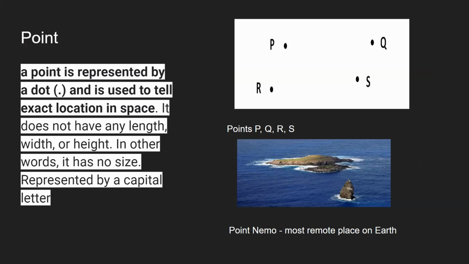In the picture on the top right, we have 4 different points. We have the points P, Q, R, and S. They're all represented by capital letters. And the bottom right picture, this is Point Nemo. This is the most remote place or point on Earth. It's in the Pacific Ocean. Got some free time, go research that. It's pretty cool.